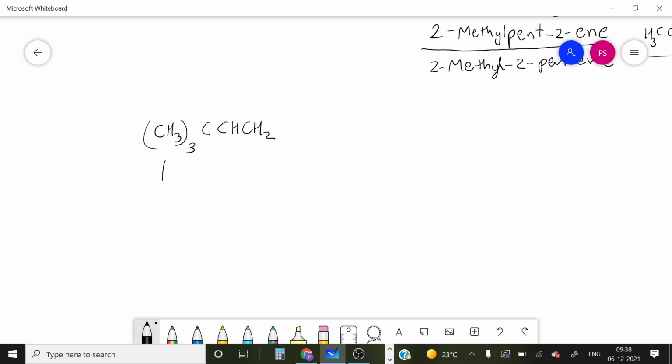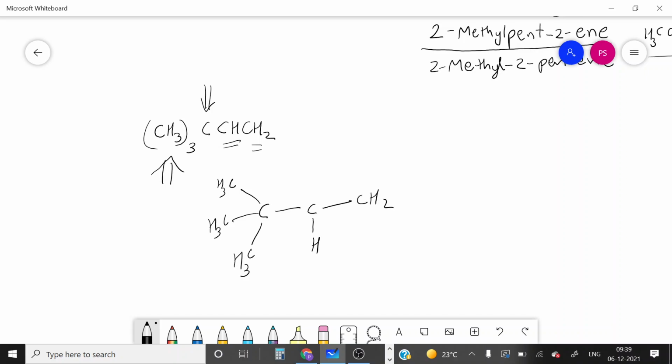Now look at these CH3 groups. 3 CH3 groups are directly attached to this carbon. So just write this carbon and 3 CH3 groups here: CH3, CH3, CH3. Now next to this carbon, CH group is there. So just write single bond CH. Then CH2 group is there. Single bond CH2. Now check for the valency satisfaction.